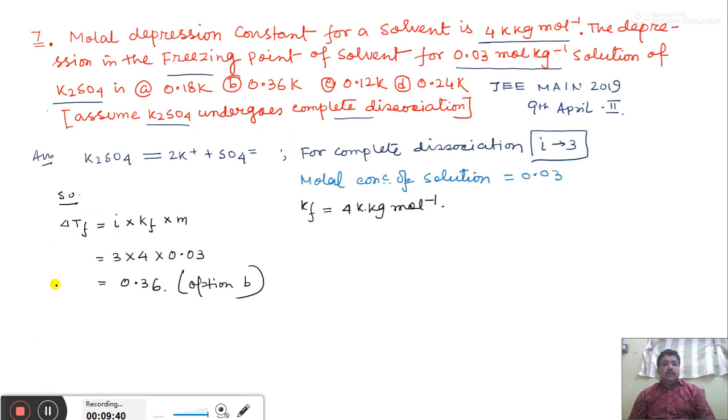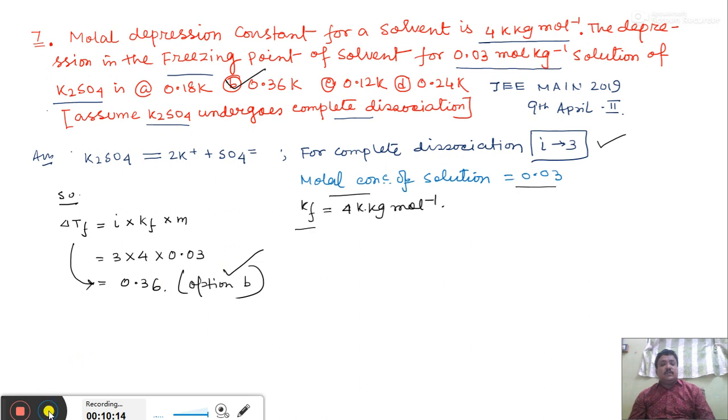So for complete dissociation of K2SO4, which acts as an electrolyte, the value of van't Hoff factor is 3, and the given molal concentration is 0.03 and also given 4 Kelvin kg mole inverse. Putting into the equation ΔTf is equal to i into Kf into m, we get the value of ΔTf is 0.36 Kelvin, which is option B. So the correct option is B.